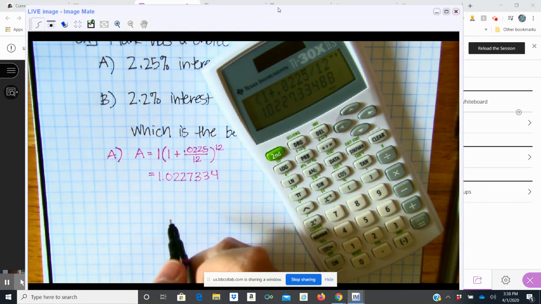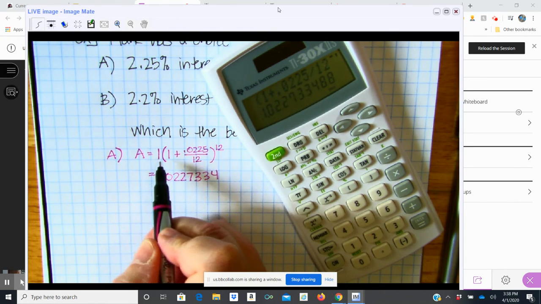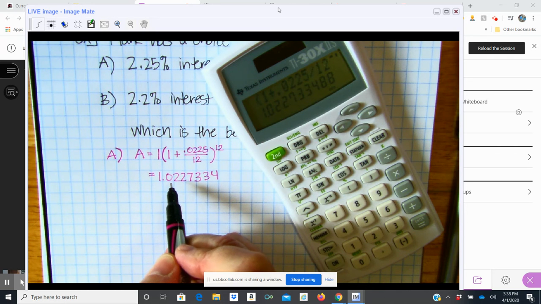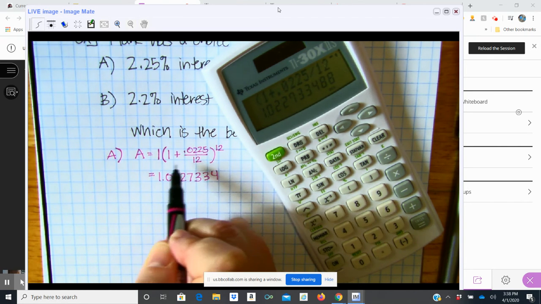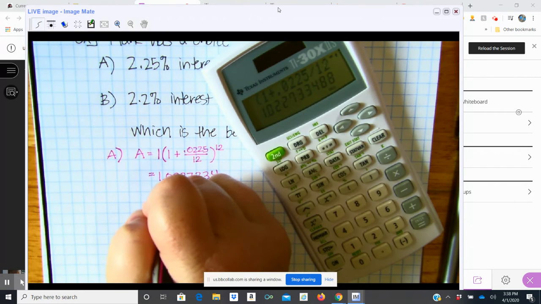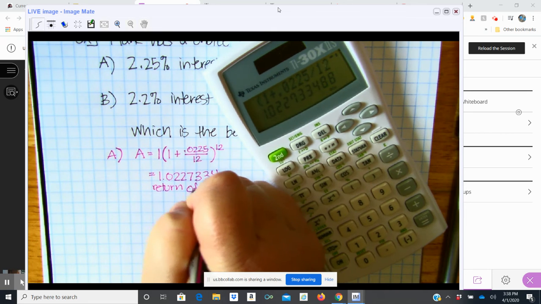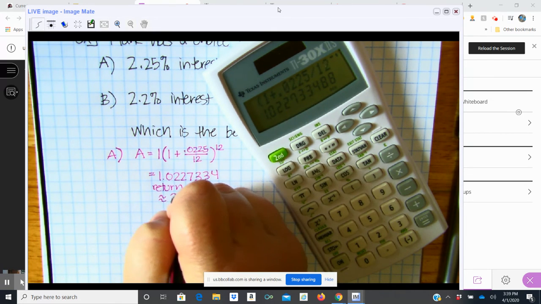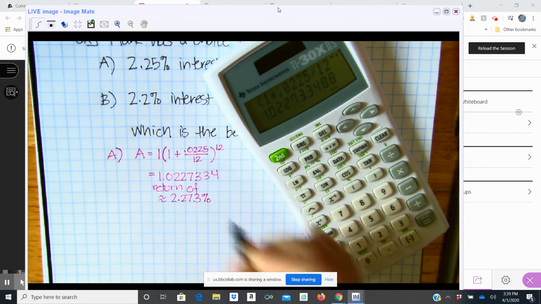Or one way to think of this is if I put $1 in, I get $1.0227334 out, or a return of approximately 2.273%.